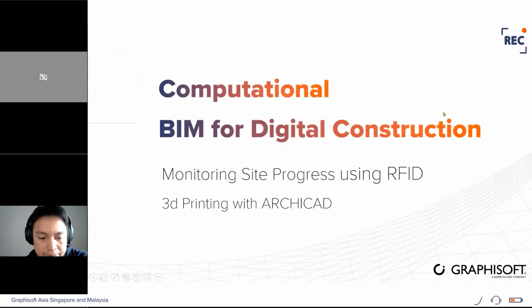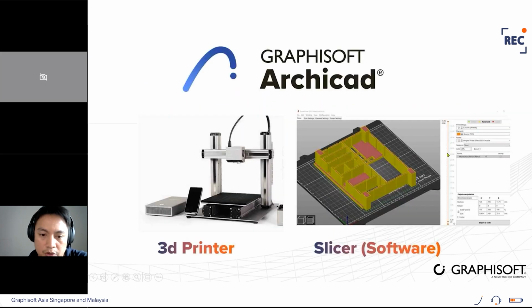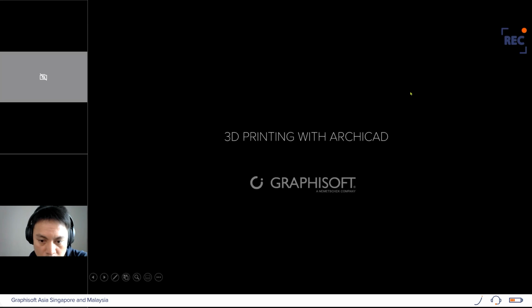Okay, so let's move on to the topic, which is 3D printing with Archicad. Of course you need Archicad as your modeling software. You need to have a 3D printer, of course, and a slicer tool. A slicer tool is software that slices your model layer by layer. Let me quickly show you.